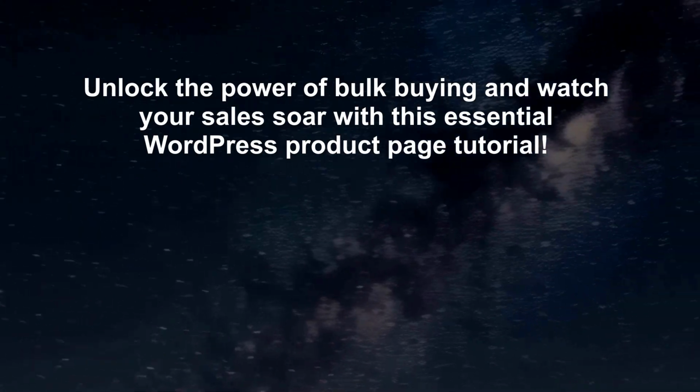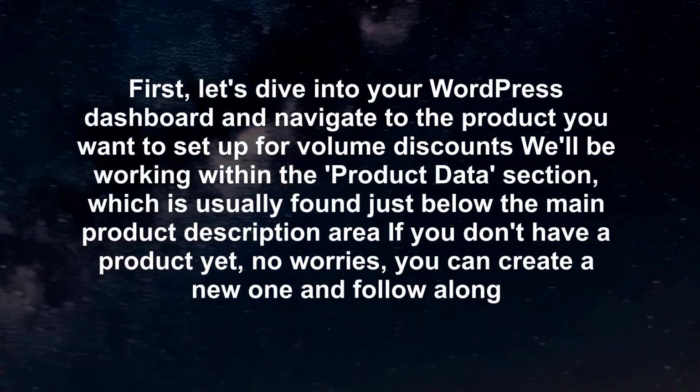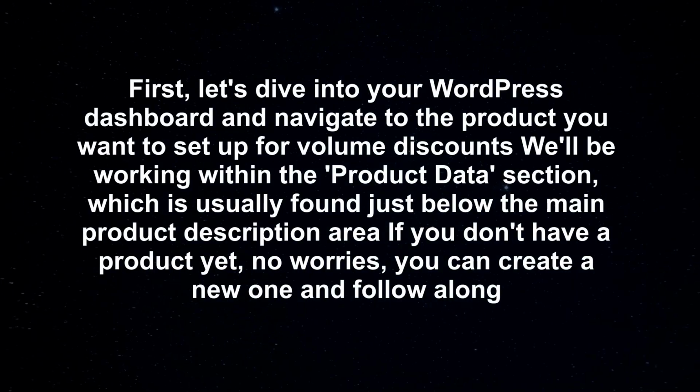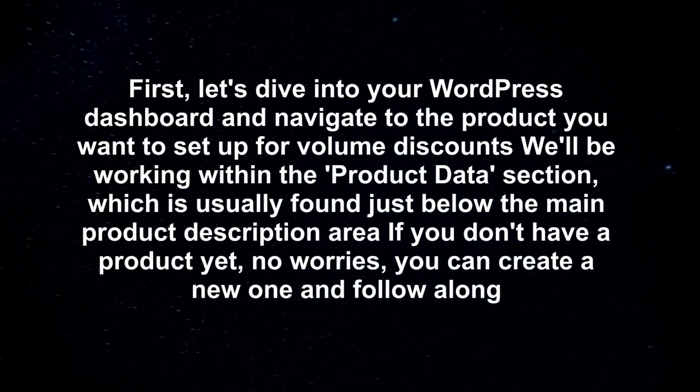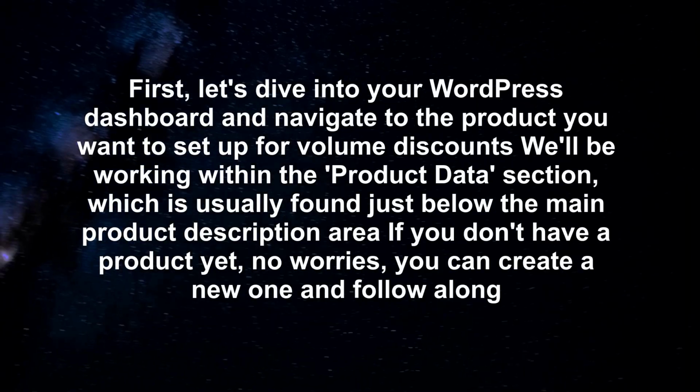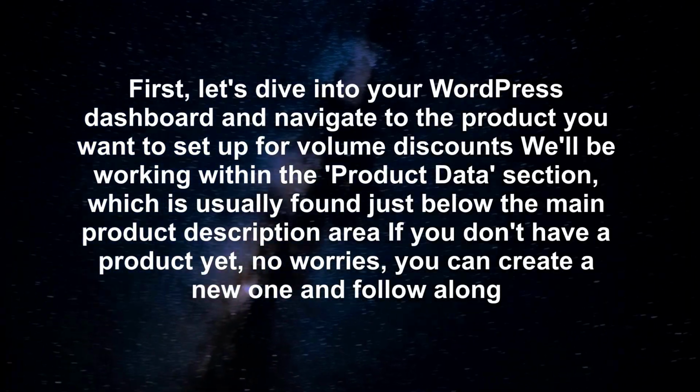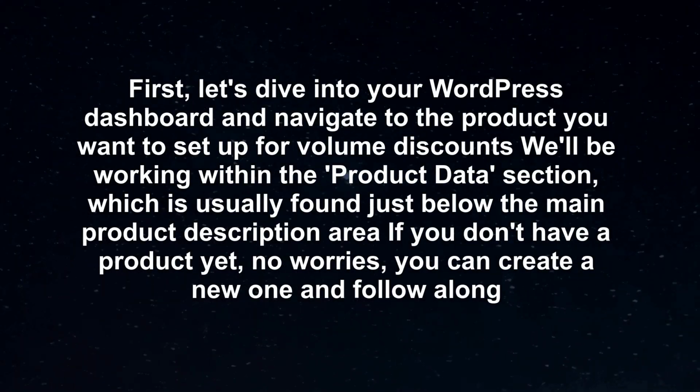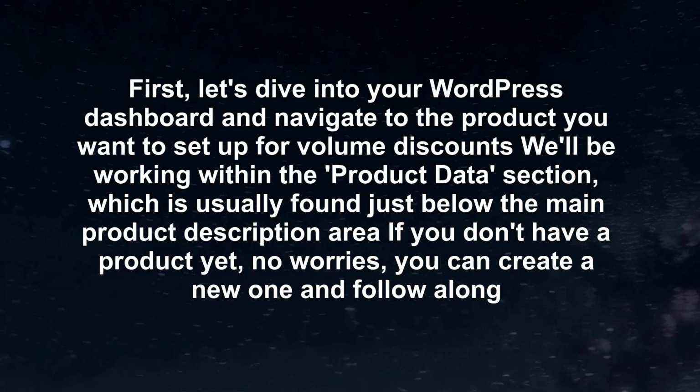Unlock the power of bulk buying and watch your sales soar with this essential WordPress product page tutorial. First, let's dive into your WordPress dashboard and navigate to the product you want to set up for volume discounts. We'll be working within the product data section, which is usually found just below the main product description area.